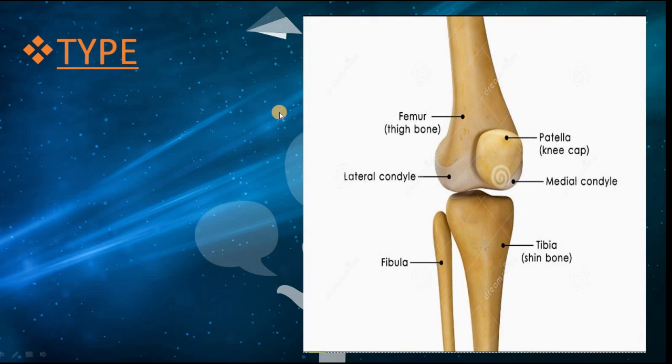Now the type. So which type of joint is the knee? So the knee is a hinge synovial type of joint. Why is it called a hinge synovial type joint? Because only one motion occurs at the knee joint, which is flexion and extension. But sometimes when we flex the knee at 90 degrees, medial and lateral rotation of the knee also occurs.